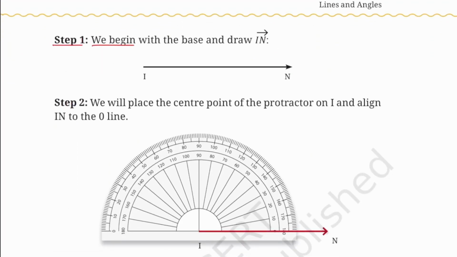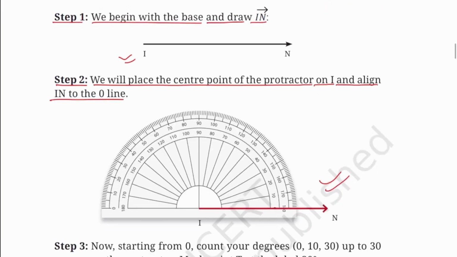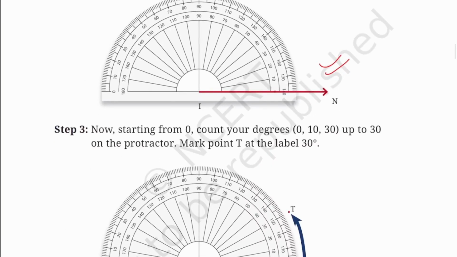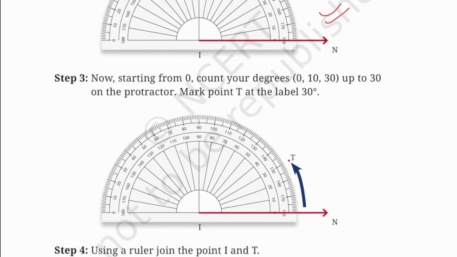Step 1. We begin with the base and draw ray IN like this. Step 2. We will place the center point of the protractor on I and align IN to the zero line like this. Step 3. Now starting from 0, count your degrees 0, 10, 20, up to 30 on the protractor. Mark point T at the 30 degree level like this.